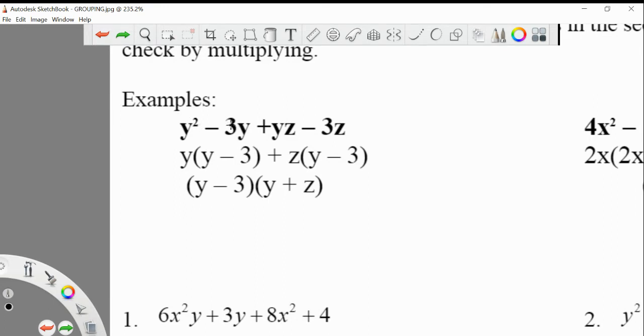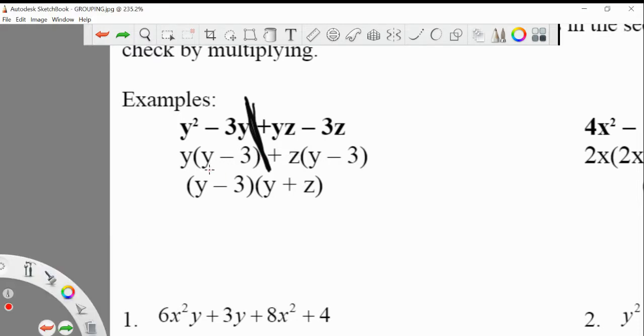What's going on is we're basically going to put a little divider in here and split it into these 2 terms and these 2 terms. And once we split it up, we're going to do a GCF of the left and then a GCF of the right. So when we do a GCF of the left, we can take out a y, and we're left over with a y minus 3. Over here, we can take out a z, and we're left over with a y minus 3.